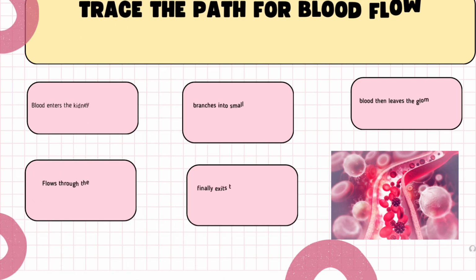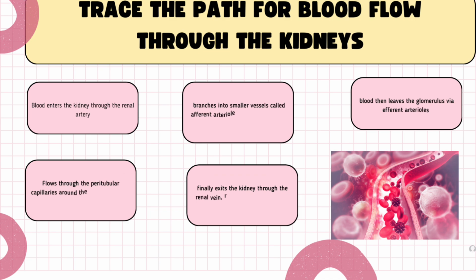Here we are going to trace the path for blood flow through the kidneys. So blood enters the kidney through the renal artery. It then branches into smaller vessels called afferent arterioles, which lead to the glomerulus where filtration occurs. And then blood leaves the glomerulus via efferent arterioles, and then it flows through the peritubular capillaries around the nephron tubules for reabsorption. And then finally, it's going to exit the kidney through the renal vein, returning to the systemic circulation.